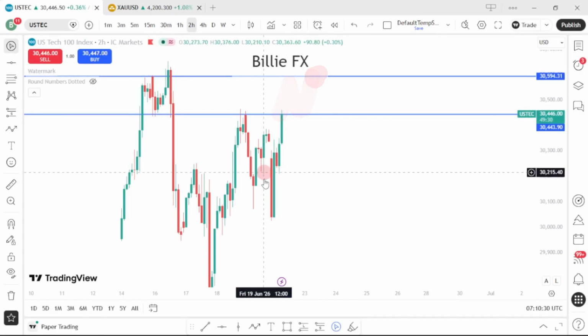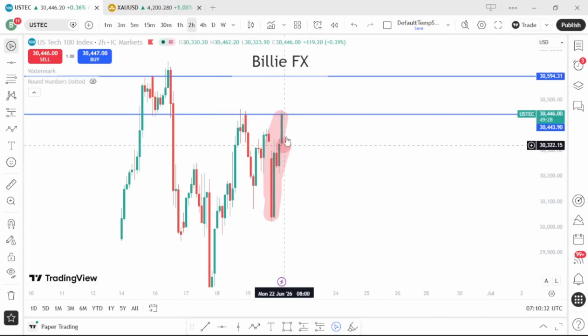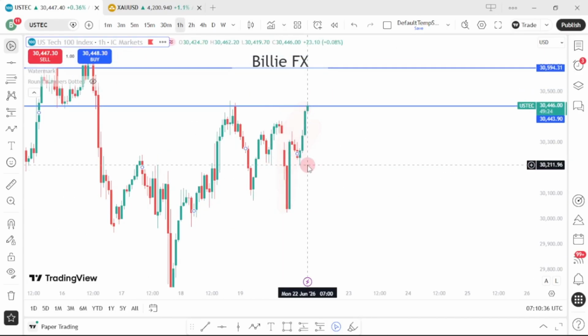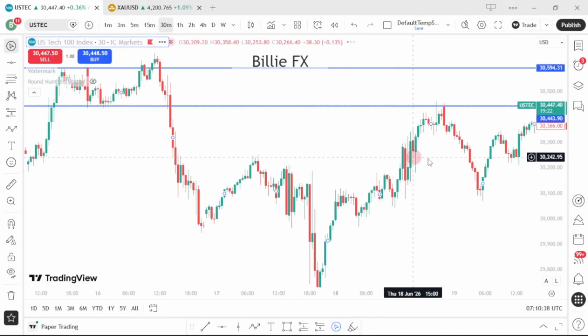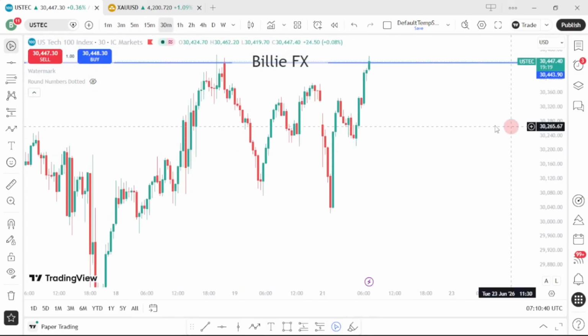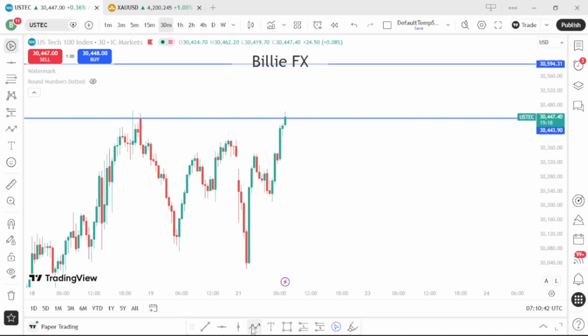So let's move on to the 30 minutes time frame to see the market structure that is forming here, or the 1 hour time frame. The 30 minutes time frame will be better. All right. So now we see the market doing something.